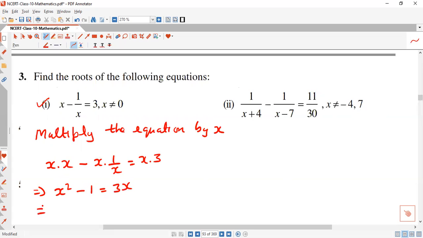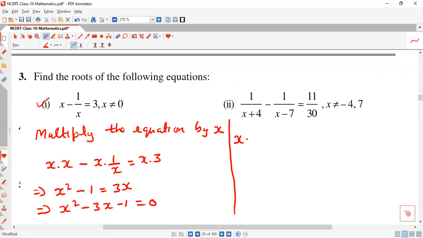Taking these terms to the left hand side, x square minus 3x minus 1 equal to 0. Now, as I told you, the first method we will always use is factors. Is factorization possible? Then we do the factorization. If factorization is not possible, then we will use the quadratic formula. See, here the factorization is not possible, since this is minus 1 only. So I use the quadratic formula here.